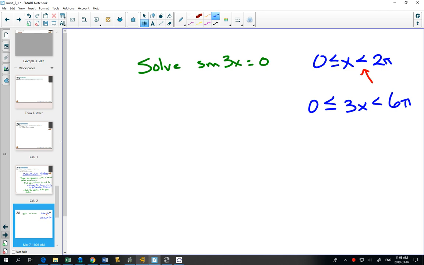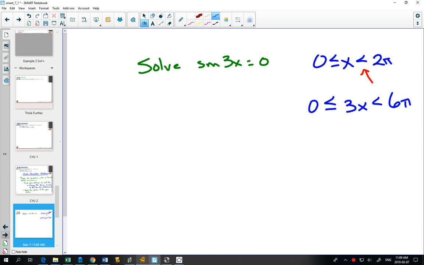And that's why I title these kinds of questions multi-revolution questions, because sometimes you have to go around more than once. So then the question is, where is 0 on your unit circle for sine? Is your y-coordinate ever 0? Yes. When does that happen? At 0, at pi, and at 2 pi.